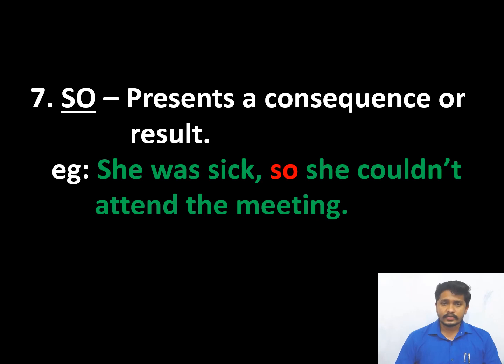Seventh one, so. It presents a consequence or result. Example, she was sick, so she couldn't attend the meeting. Here also there are two independent clauses. What is the first clause? She was sick. Second one, she couldn't attend the meeting. These two independent clauses are connected by the conjunction so. That's why I have used a comma after the first independent clause. She was sick, so she couldn't attend the meeting.